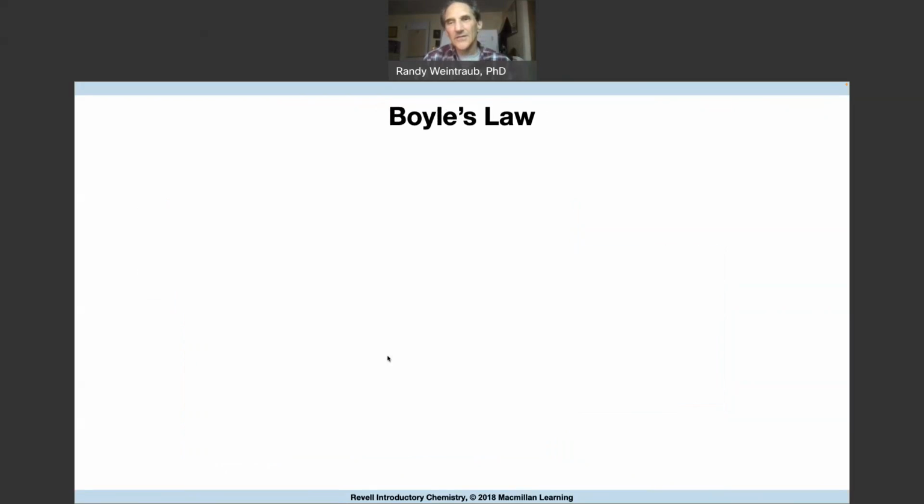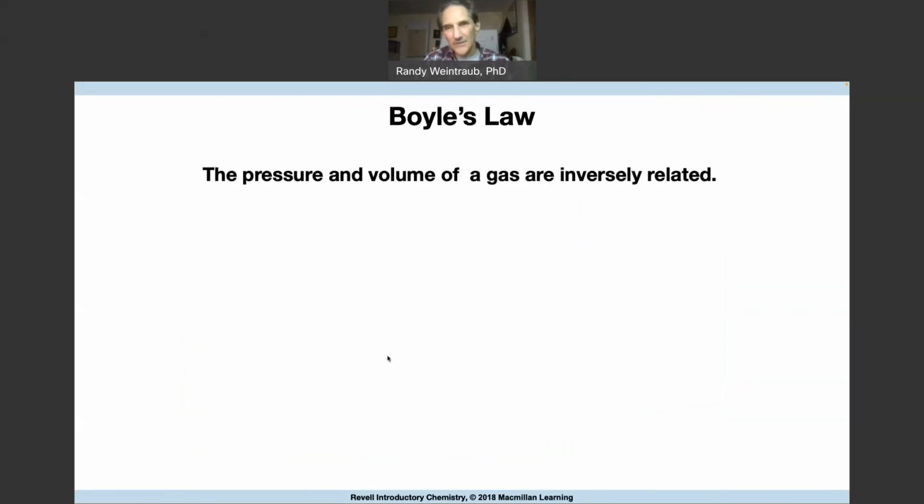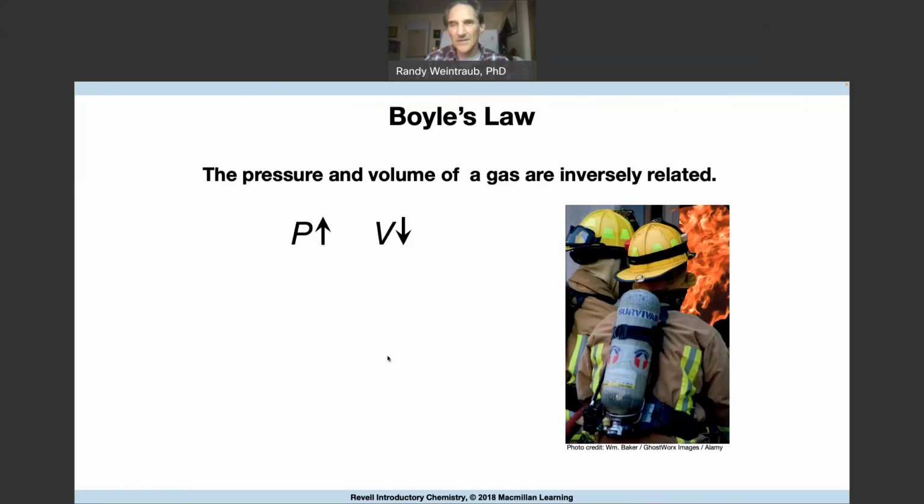Boyle's law describes a relationship between pressure and volume of a gas. According to Boyle's law, the pressure of a gas relates to its volume, and they're inversely related. That is, if the pressure goes up, the volume goes down, and vice versa. For example, if you think of an oxygen tank on this firefighter's back, the oxygen is pressurized in a small volume, so it has high pressure. As long as the temperature does not change, the pressure times the volume is constant.